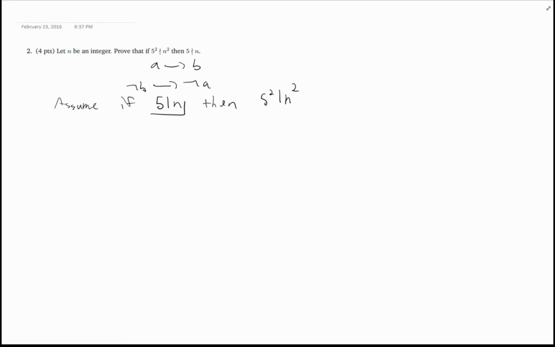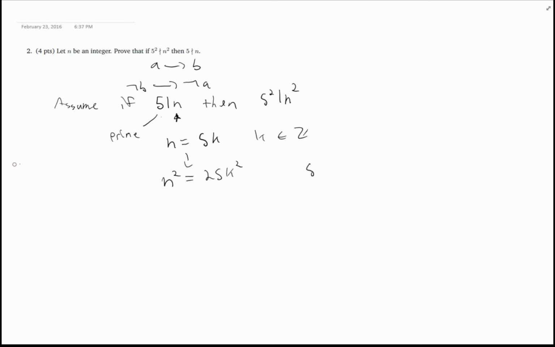Since we assume that that's true, we can work with it. Since we know 5 divides n squared, and since 5 is a prime number, that's very important, you know that n has to be some multiple of 5. So you can say that n is equal to 5k, where k is an element of the integers, right? And if you just square both sides, you get n squared is equal to 25k squared.